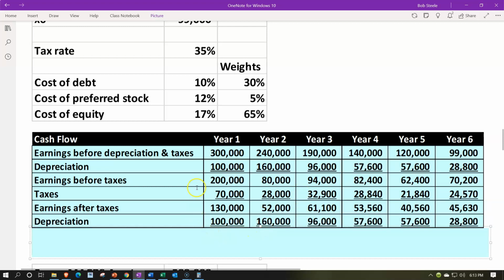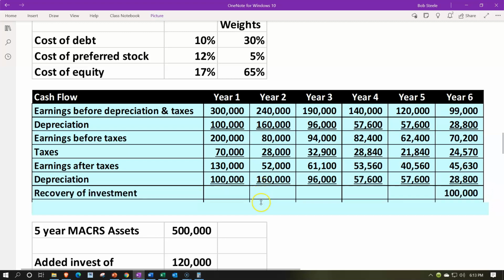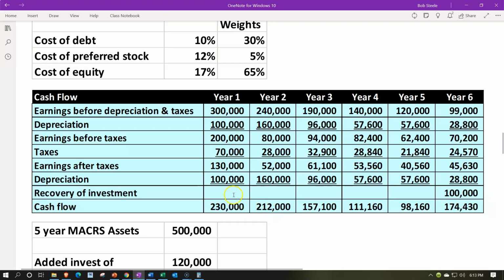Then we're going to add back the depreciation because it's not a cash thing. We only took it out because we wanted to figure out what the cash thing was, which was the taxes, and we've done that. So now we're going to add it back in to get back to a cash basis, because that's the basis we want to do our present value work on. So adding these up, 130,000 plus the 100,000 gives us 230,000. The 52,000 and the 160,000 gives us the 212. The 61,100 and the 96,000 gives us the 157,100, and so on.